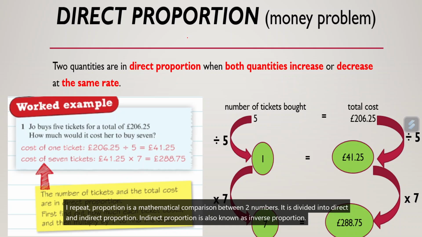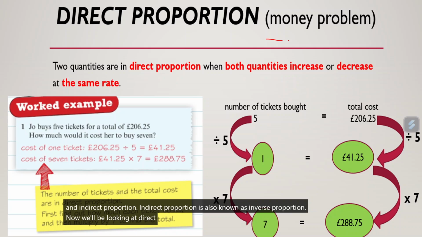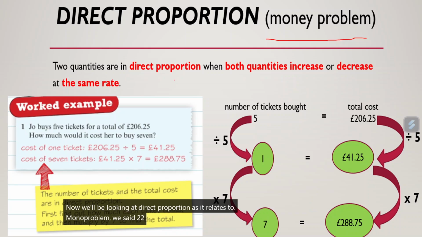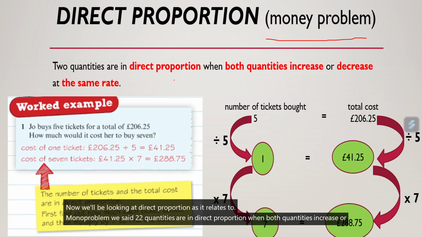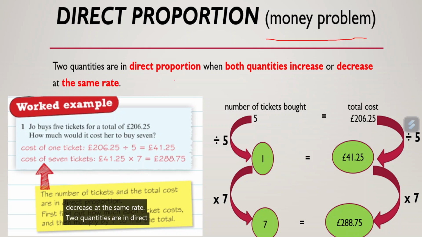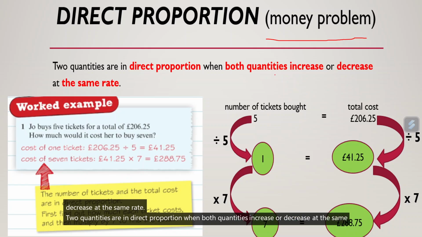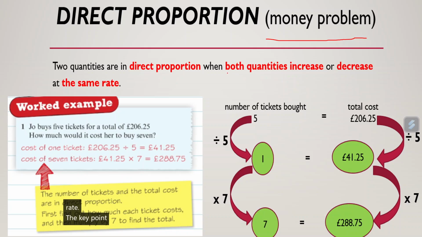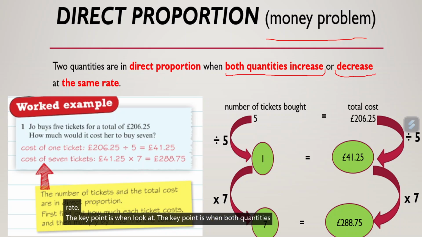Now, we'll be looking at direct proportion as it relates to money problems. We said two quantities are in direct proportion when both quantities increase or decrease at the same rate. The key point is when both quantities increase or decrease at the same rate.